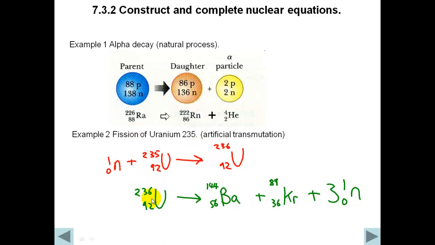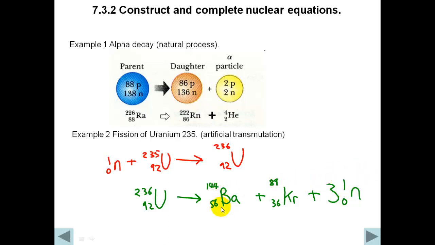This uranium-236 will then split into 2 roughly equal sized nuclei, 2 different elements, and also produce 3 neutrons. What we need to do is look at the total number of nucleons before and after the reaction. So we have 236 goes into barium-144 and krypton-89. You add them together, it becomes 233. So we're short of 3 neutrons. So 3 neutrons are produced here.